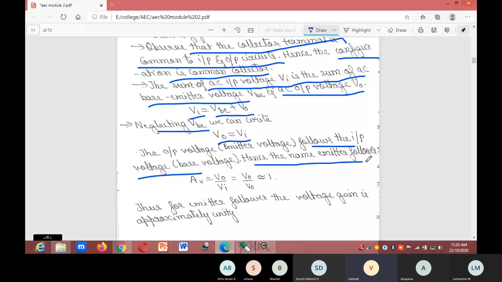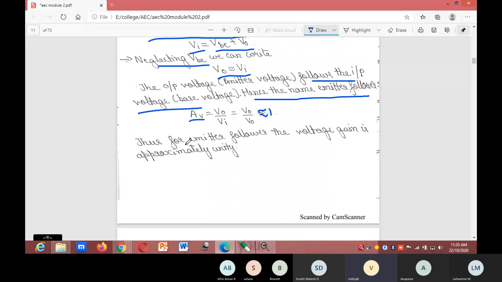AV is equal to V0 divided by Vi. AV means voltage gain. Voltage gain is equal to output voltage divided by input voltage. Output voltage is V0 and input voltage is also V0, so you get 1. The voltage gain is 1. For an emitter follower, the voltage gain is approximately unity always.